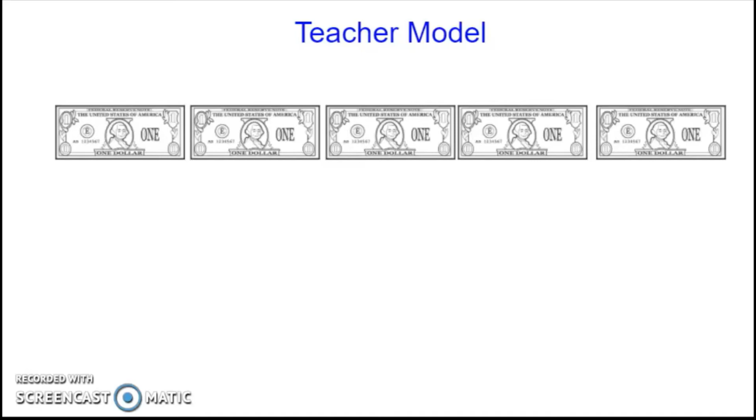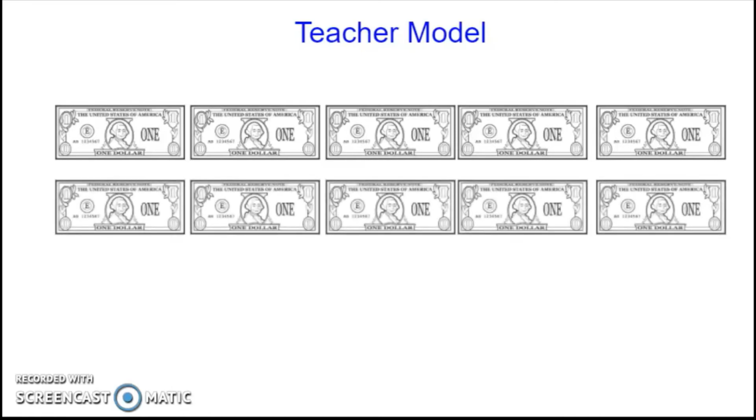All right, my friends, for this next part of our teacher model, take a look at our screen. We have 5 $1 bills in a row. The value of 5 $1 bills on our screen here is $5. So when we have 5 $1 bills, it's worth $5. We're going to put another row of 5 $1 bills directly below the first row. Let's go ahead and do that.